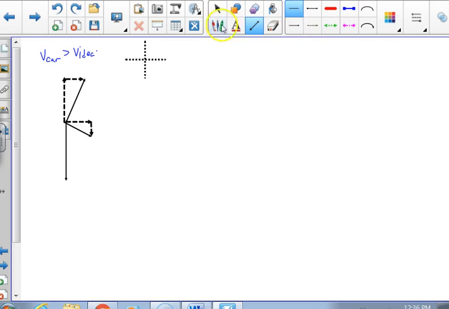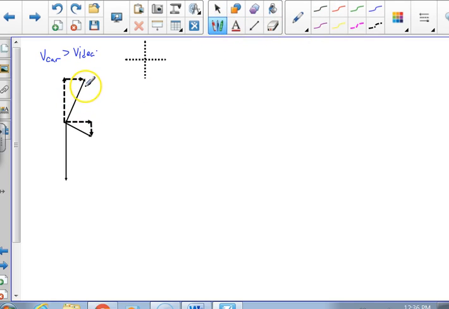We can label our components. This is F normal. And by the way, this is theta, and this is also theta. They are the same angle, and obviously they're not here, but they would be in the scenario that we're drawing.